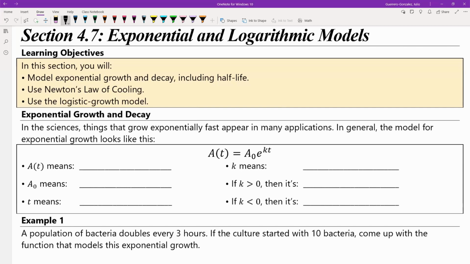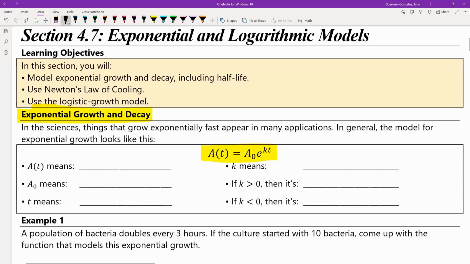Each one has its specialty, and they pop up fairly commonly, not only in math, but in places you didn't think you would expect it. So let's start out with exponential growth and decay. That is this equation right here: A sub t is equal to A naught e to the kt.